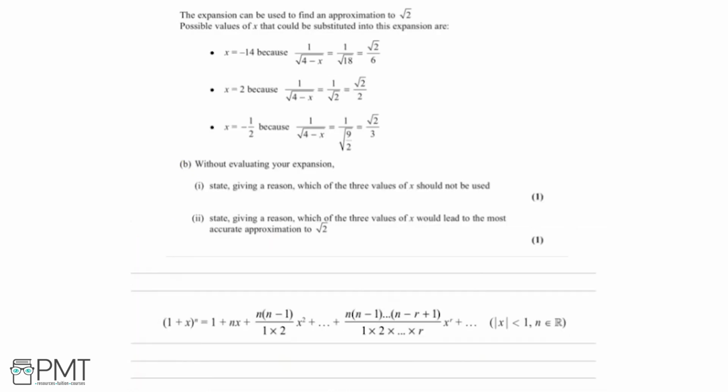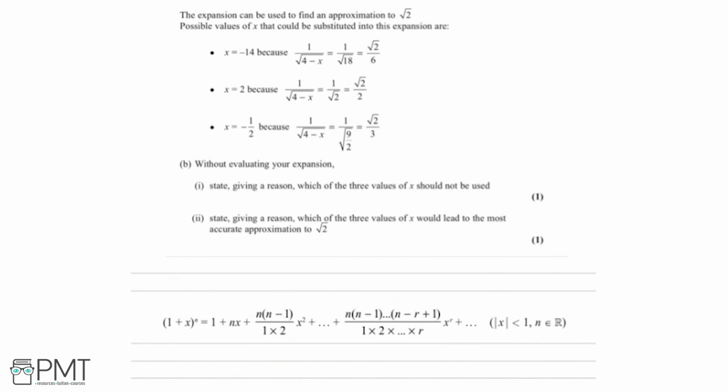So now I'm going to have a look at part B. So the expansion that we found in part A can be used to find an approximation to root 2. Possible values of x that could be substituted into this expansion. So they've listed out some possibilities here. And part B says, without evaluating your expansion, in part 1 we need to state, giving a reason, which of the three values of x should not be used. In part 2 we need to state, giving a reason, which of the three values would lead to the most accurate approximation of root 2.